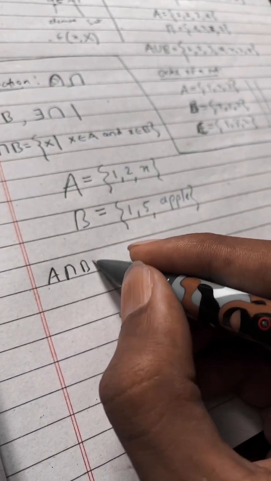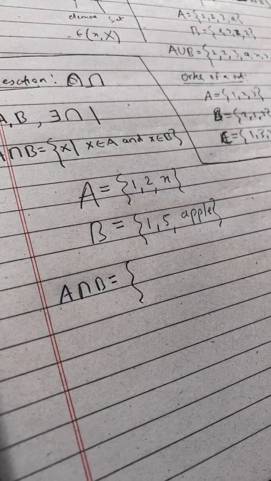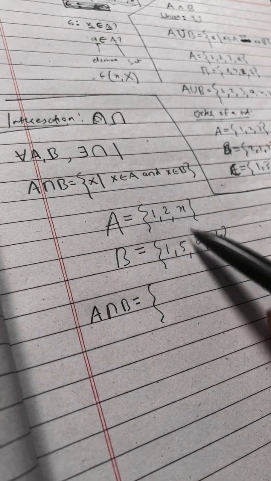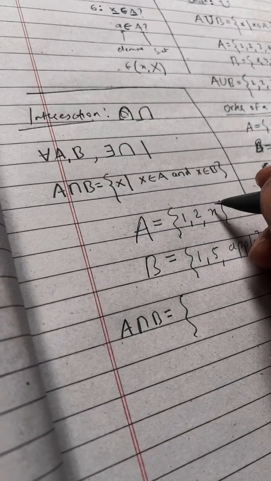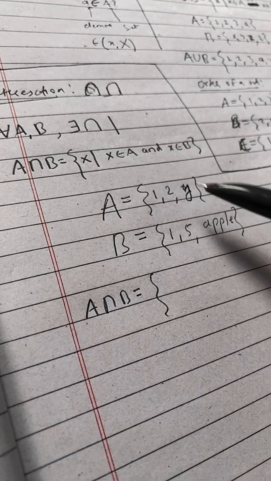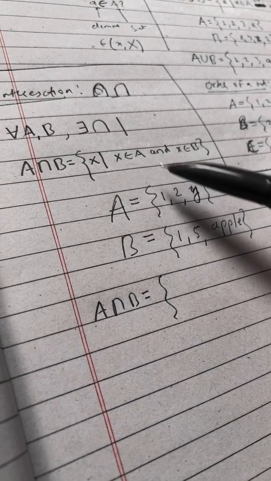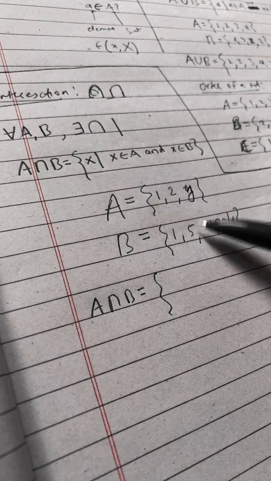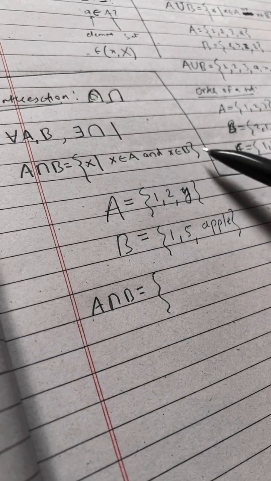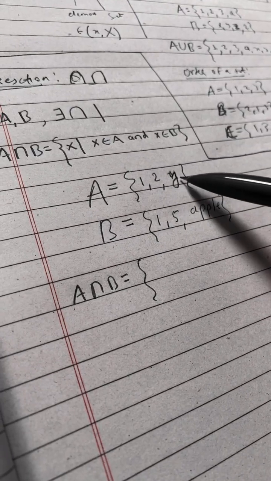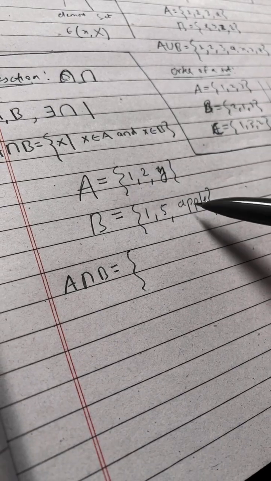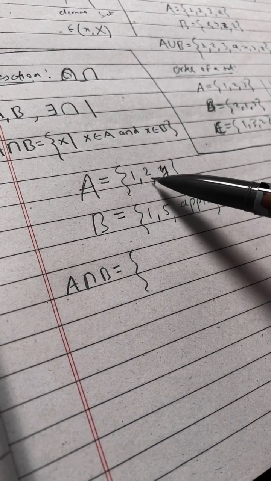So A intersection B is equal to, what does it say? It says choose X from this. X means, well, we will get confused. Let's say put it Y. So it's going to say choose an element from both sets, and those elements should belong to both sets A and B. Well, can we choose Y? Well, no, because Y only belongs to A, Y does not belong to B. Can we choose 2?